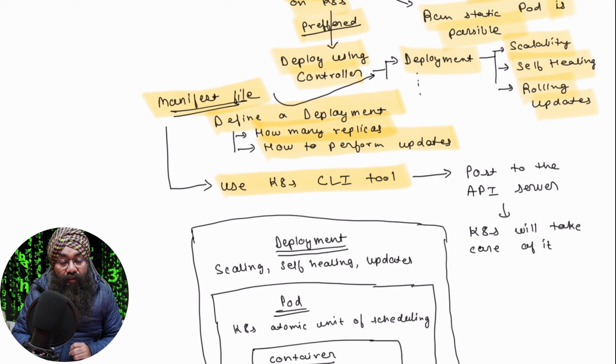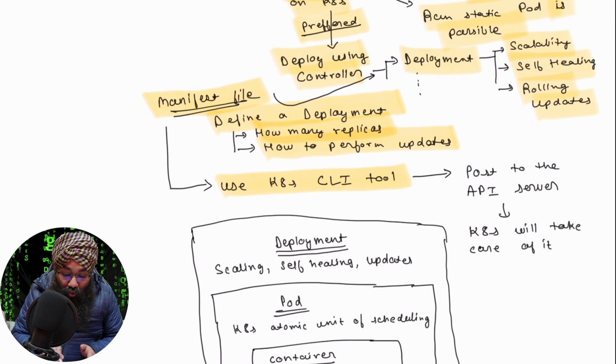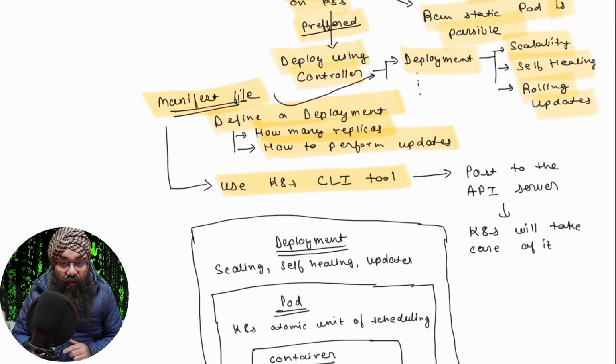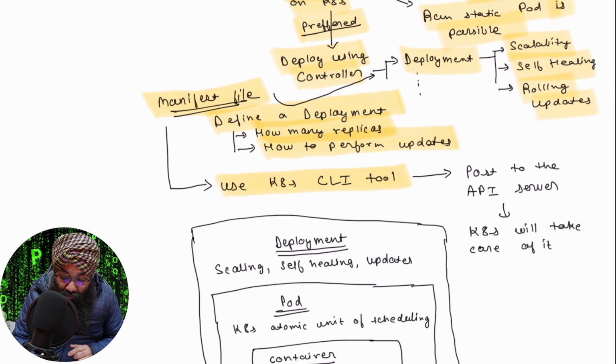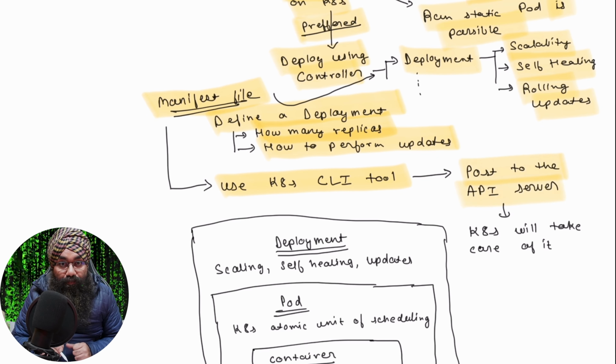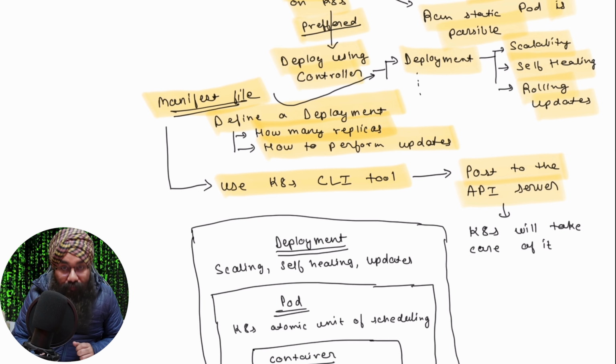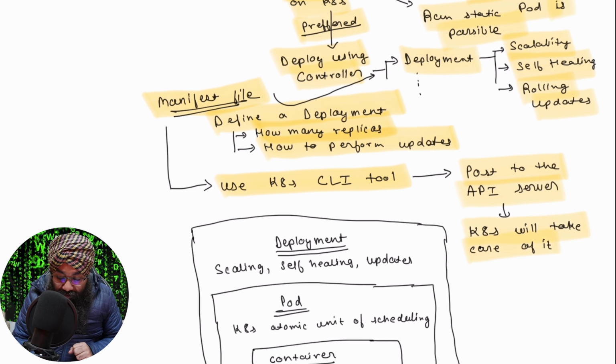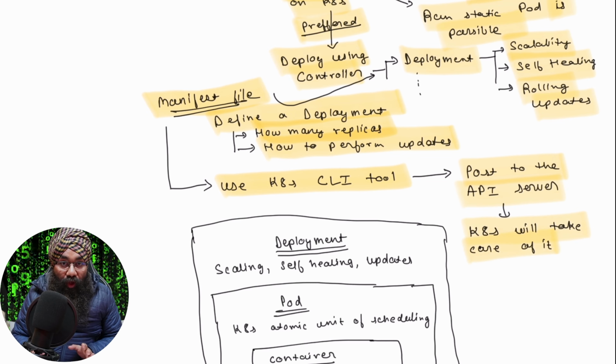And then you use the AWS CLI tool. Going further in this series, we will do practical examples as well, but before doing practicals, let's understand the theory. So you will use the AWS CLI tool and post this manifest file to the API server. And then you can sit and relax. Why? Because Kubernetes will take care of deploying it and monitoring it so that it continues to run absolutely fine, always.